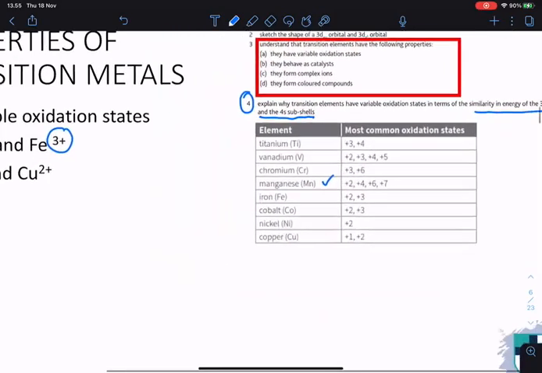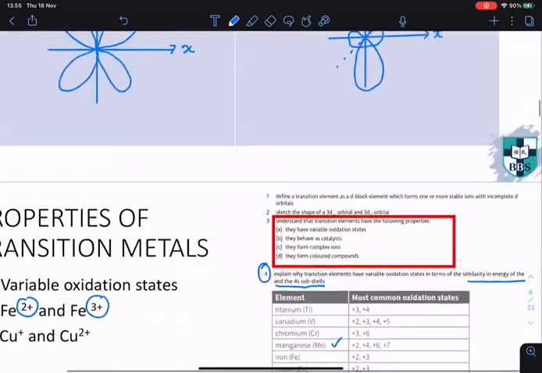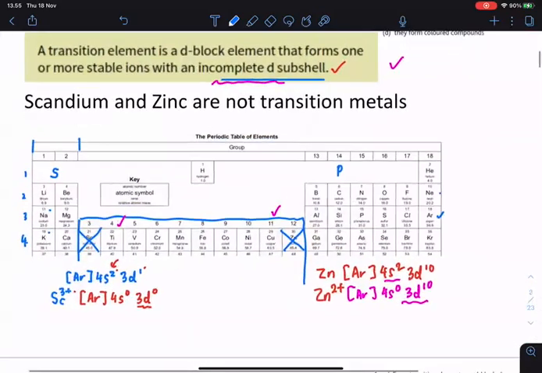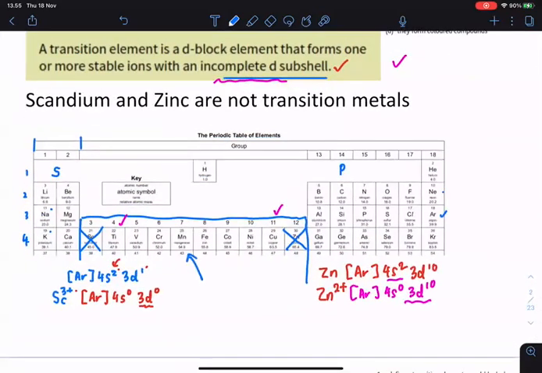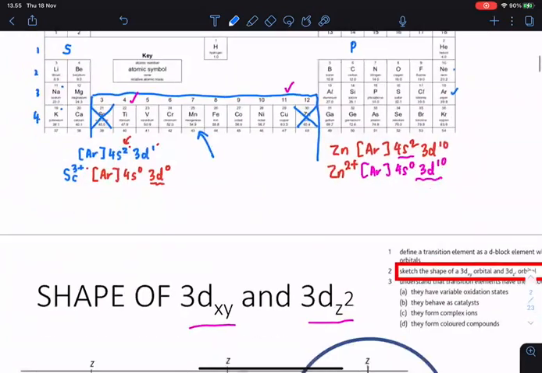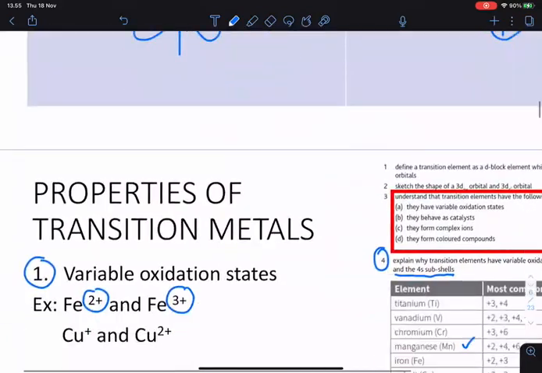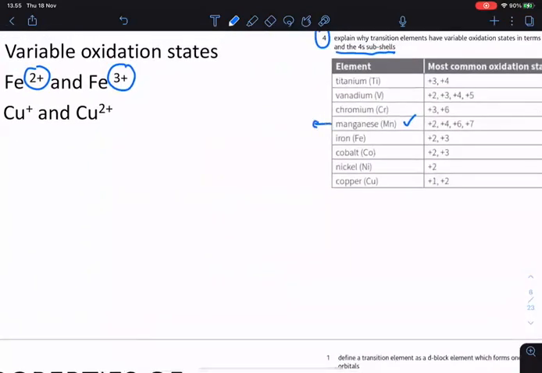If you still don't understand, I'll just take manganese as an example. If you look at manganese over here, this is going to be position number what? 1, 2, 3, 4, 5. 3D5. So if I write down just manganese alone, it's supposed to be Ar 4s2, 3d5.